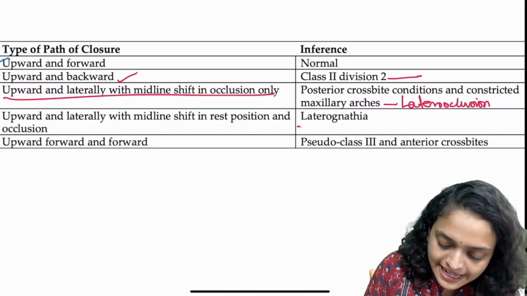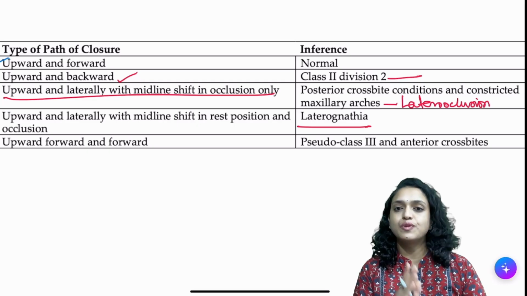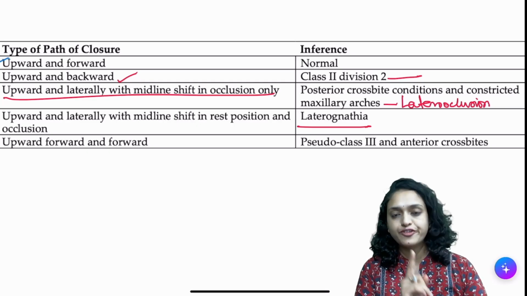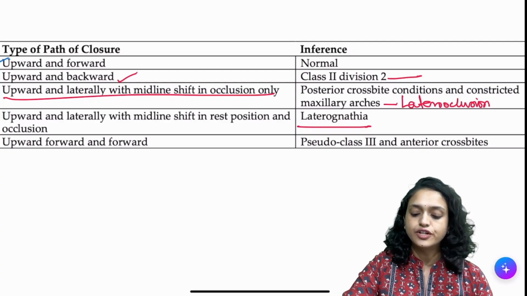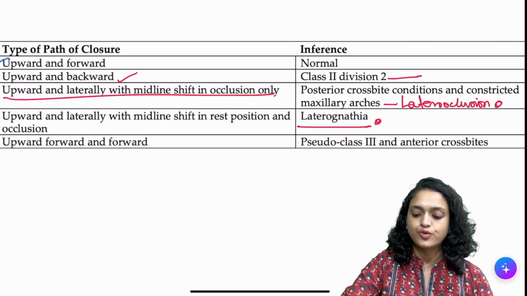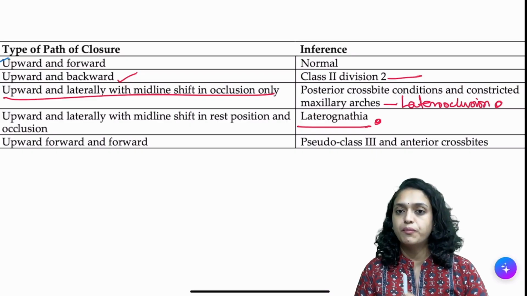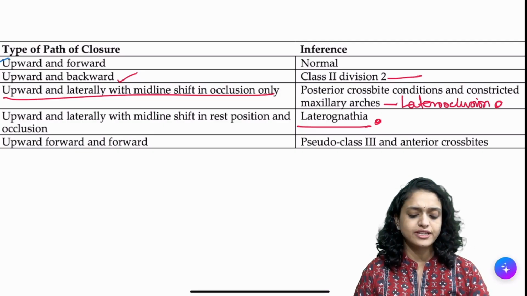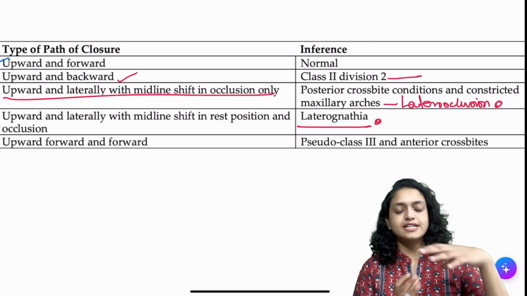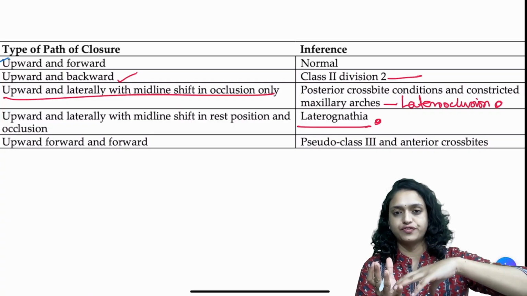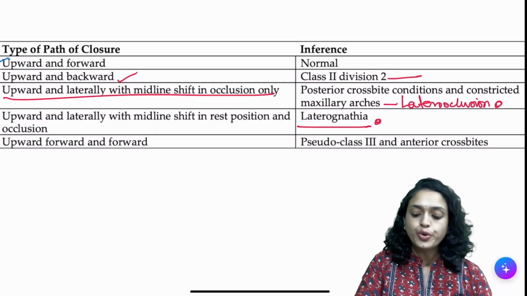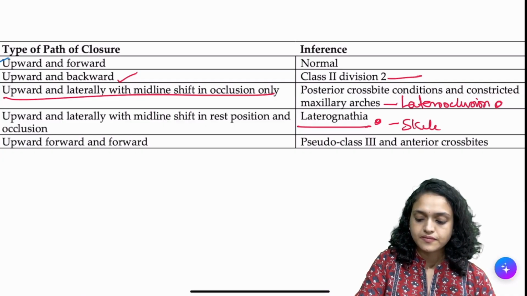But in laterognathia, the midlines will be shifted both in rest as well as in occlusion. That is the difference between laterognathia and lateroocclusion. This is also a very important viva question and also a 1 mark question. So in laterognathia, there is an upward and lateral midline shift, but this is due to true skeletal asymmetry.